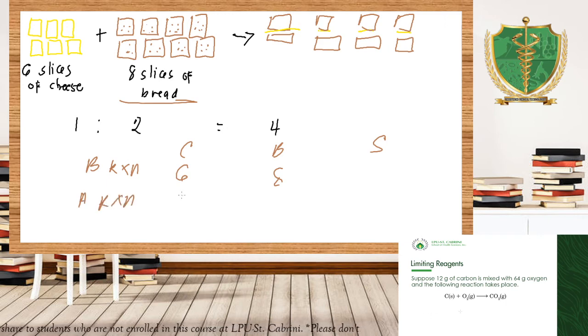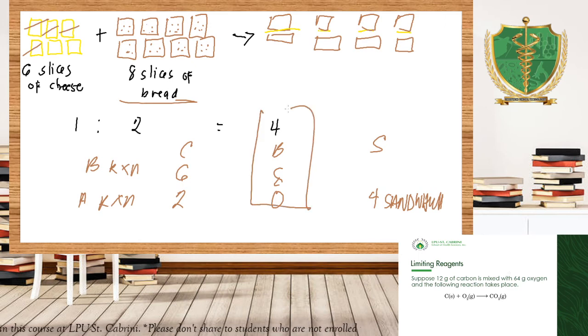After the reaction, we have 2 remaining. Kasi naalis na siya, wala. Okay? So, we have 2 slices of cheese remaining, and we have 0 slices of bread. But we were able to come up with 4 sandwiches. In this case, bread is our limiting reagent kasi siya po yung unang naubos.